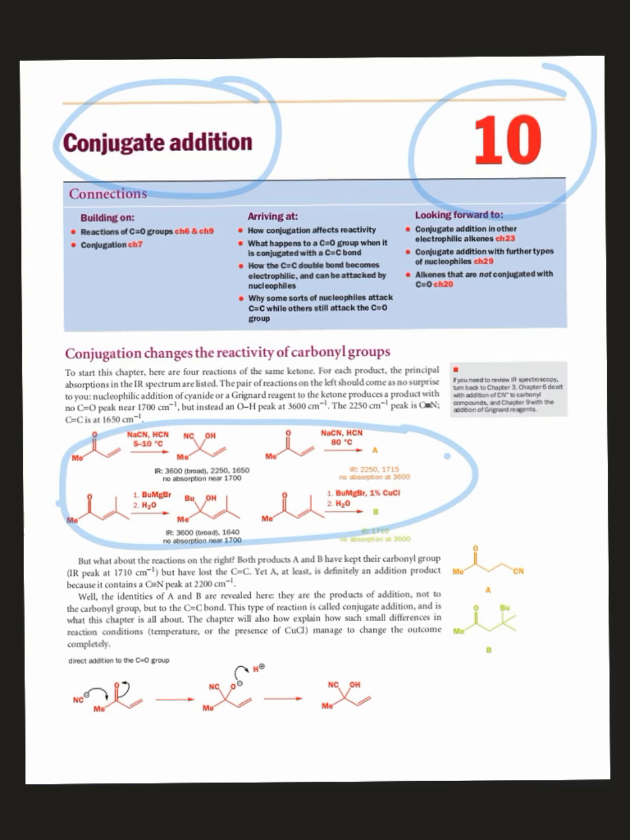Well, the identities of A and B are revealed here. They are the products of addition not to the carbonyl group but to the carbon-carbon double bond. This type of reaction is called conjugate addition and is what this chapter is all about. The chapter will also explain how such small differences in reaction conditions, temperature or the presence of CuCl, copper chloride, manage to change the outcome completely.